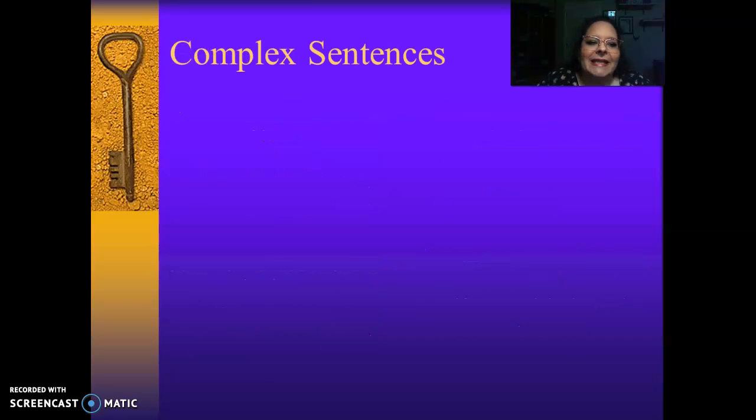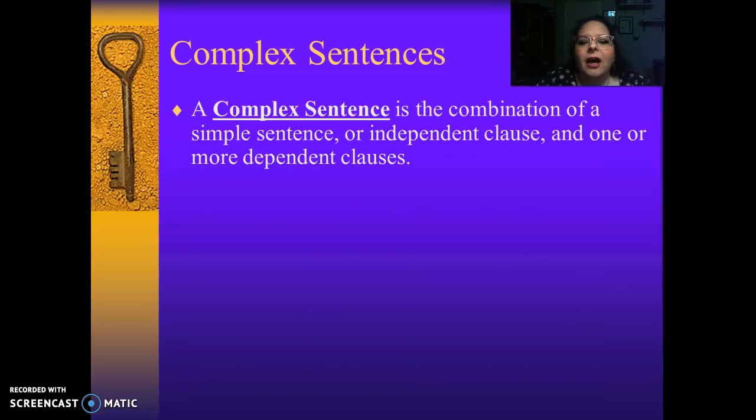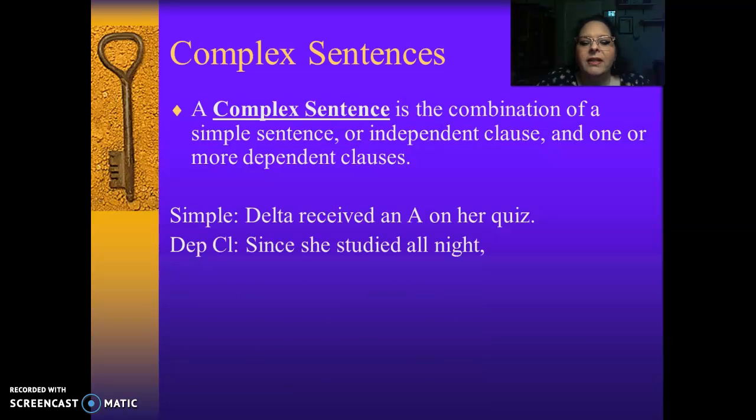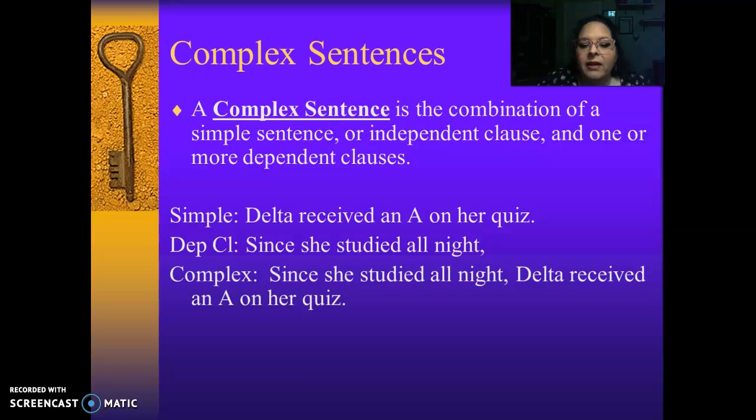Okay, complex sentences. This is the combination of the simple sentences, or an independent clause, and one or more of the dependent clauses. So it's a family. Delta received an A on her quiz. Perfectly good sentence. Since she studied all night. Well, without the since, she studied all night is a perfectly good sentence. Put them together. Since she studied all night, Delta received an A on her quiz.